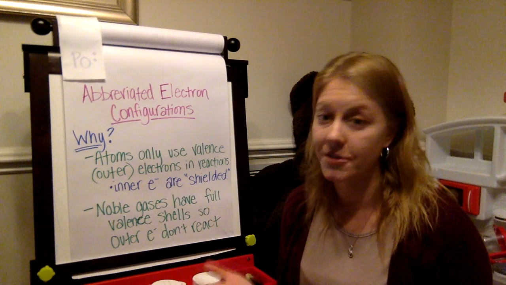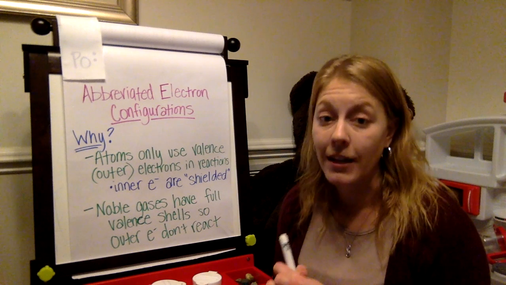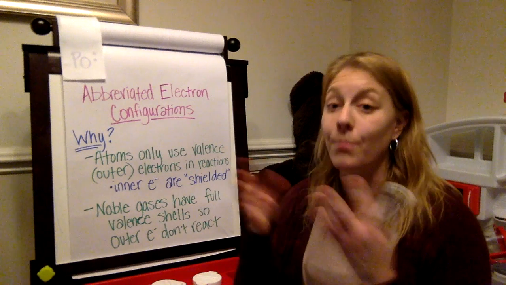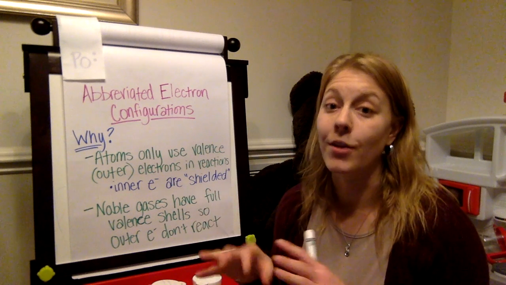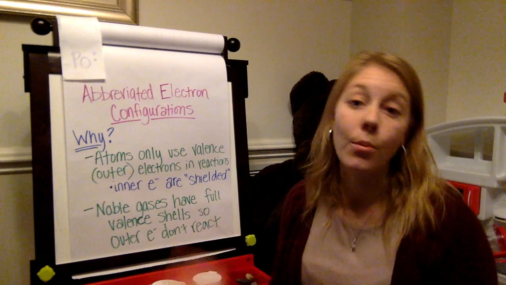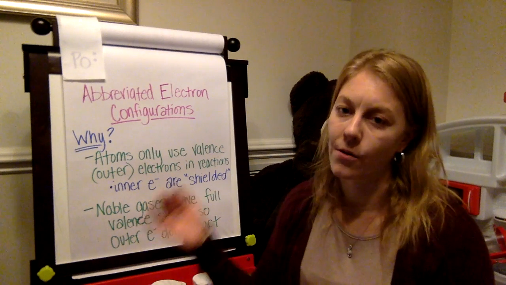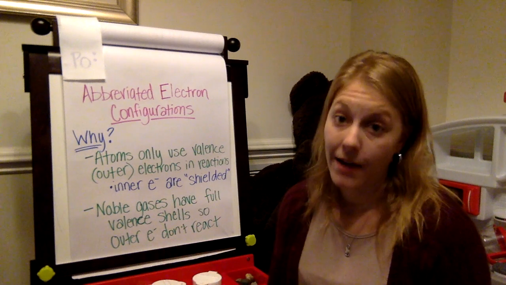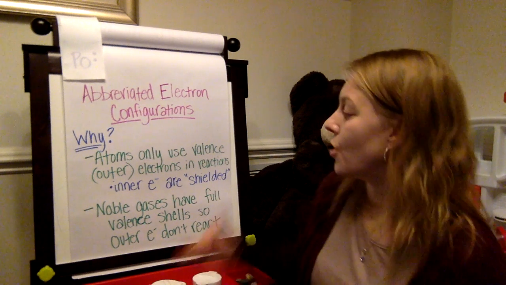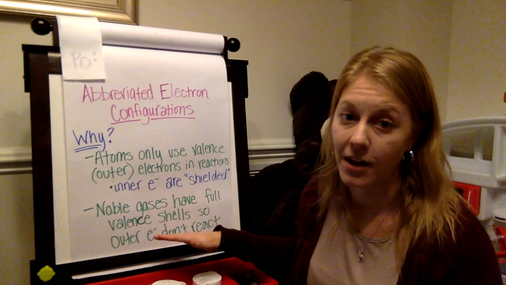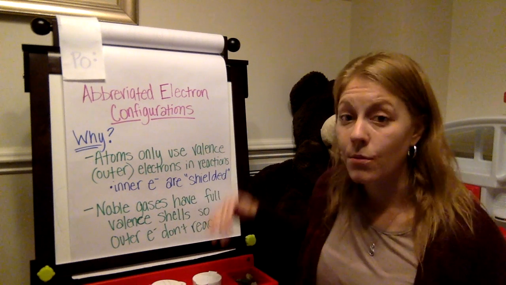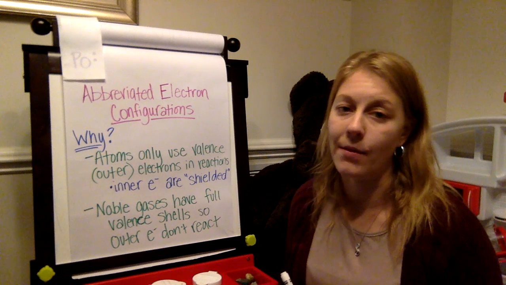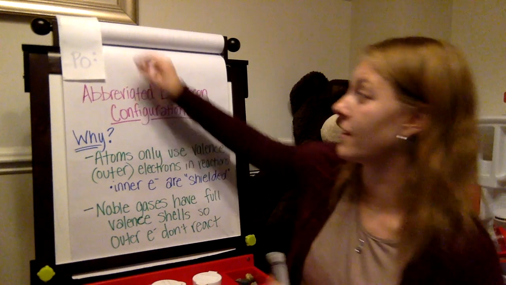Because they have full valence shells, their outer electrons don't readily react, because in bonding, atoms are trying to get a full valence. Noble gases already have that. So it typically means they're not going to react readily with other atoms. Knowing that noble gases have a full valence shell and that atoms only use their valence electrons in reactions, this is what's going to allow us to write abbreviated configurations.